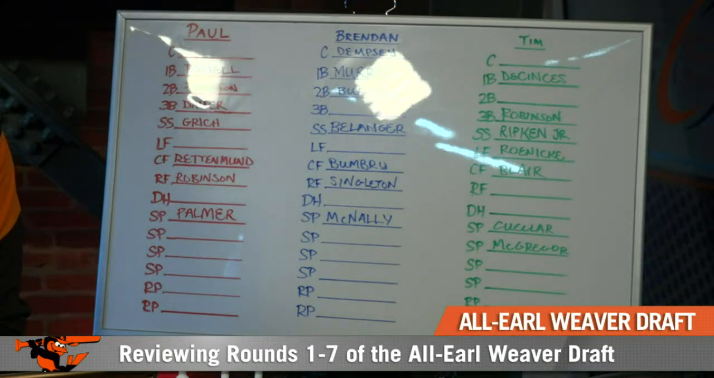All right. And Tim, you will begin the 8th round of this draft. How would you like to begin it? You have 2 starting pitchers. You're missing a catcher, a second baseman, right fielder, DH, and nobody has taken a reliever yet. Which position would you like to target here?